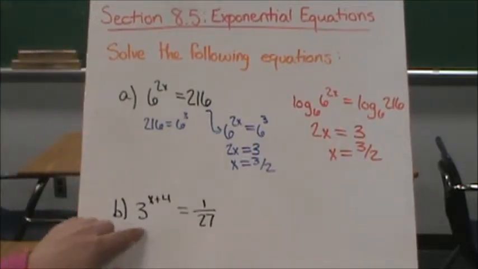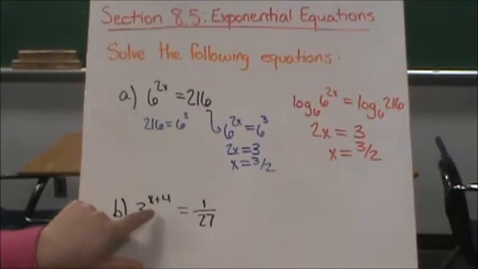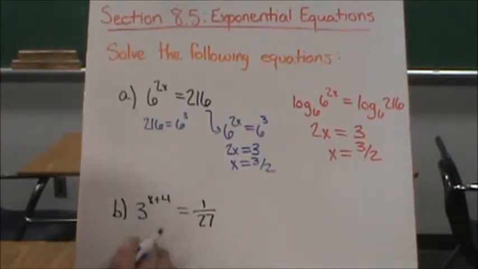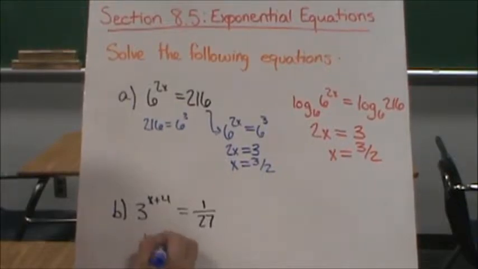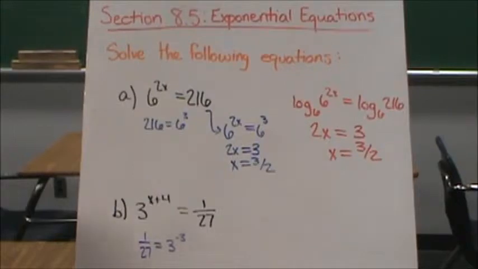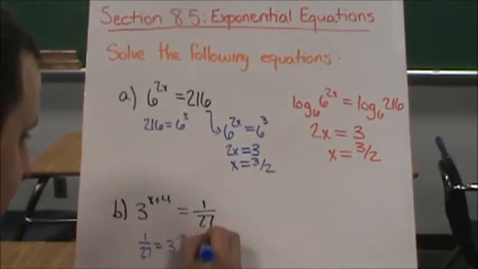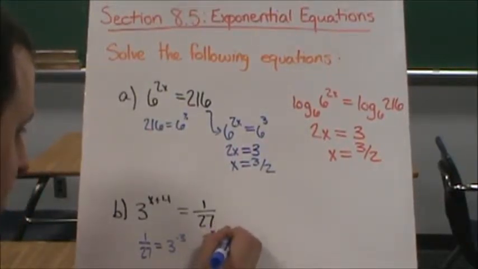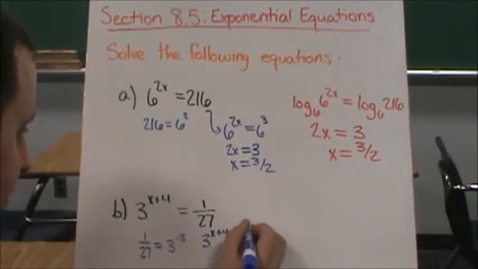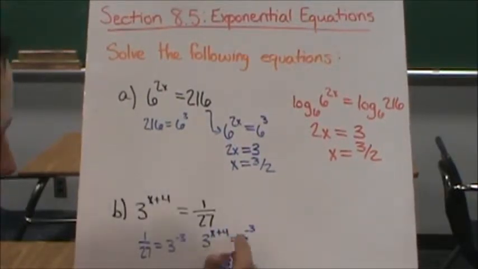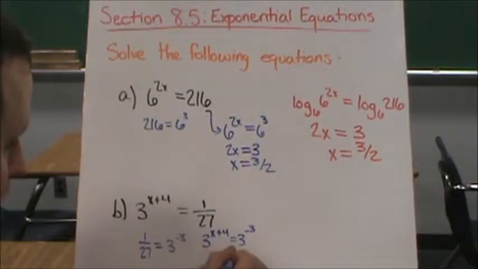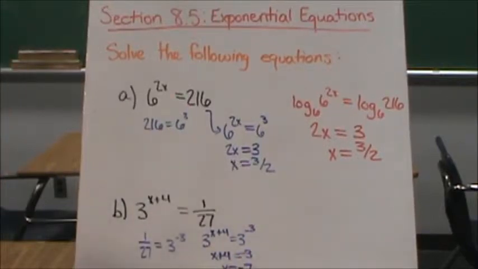Next example, we have example B, 3 to the x plus 4 equals 1/27. Well, 1/27 equals 3 to the negative third power. So we can solve it just by saying 3 to the x plus 4 equals 3 to the negative 3 power. Well, if they truly are equal, x plus 4 equals negative 3, and then subtract 4 from both sides, you get x is equal to negative 7.